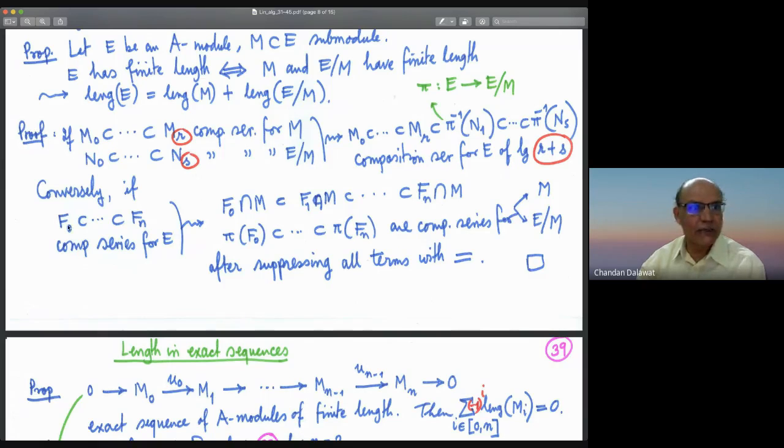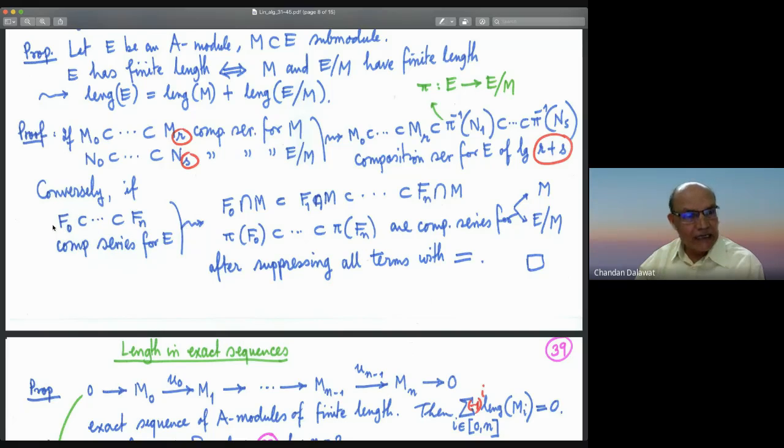Let's prove it the other way. If E has finite length, then so do M and E modulo M. That's what we need to prove. So we are given a composition series F0 up to Fn for E. So F0 is 0, Fn is equal to E, and all these successive quotients are simple.